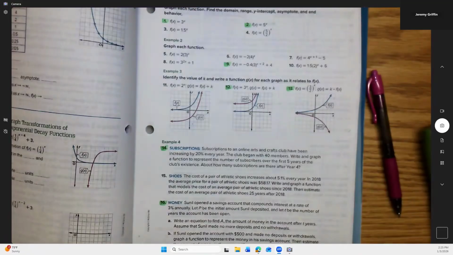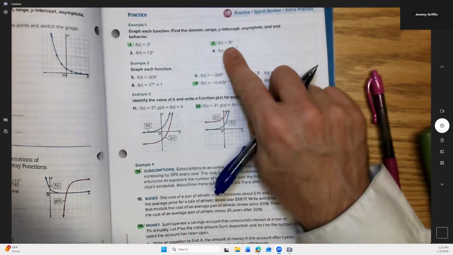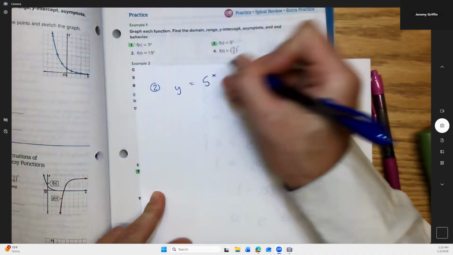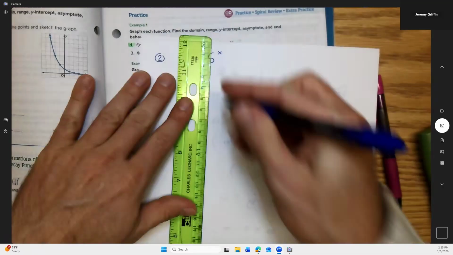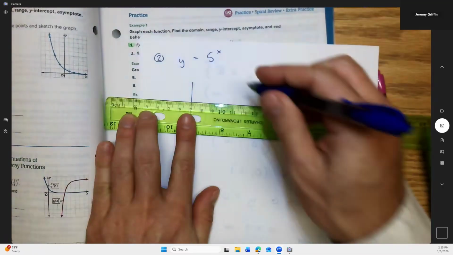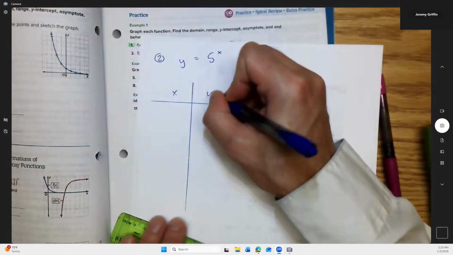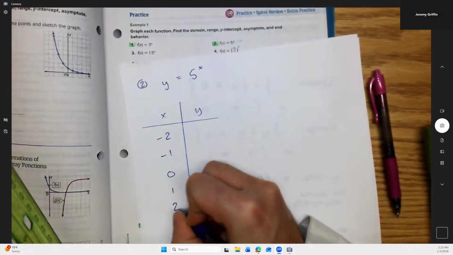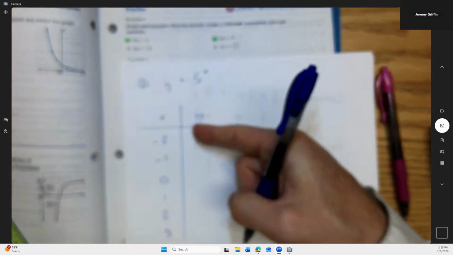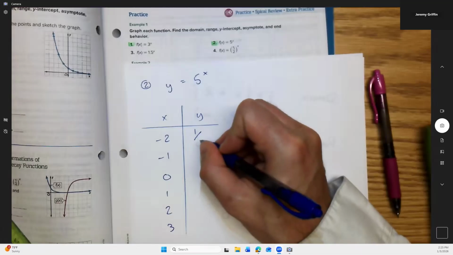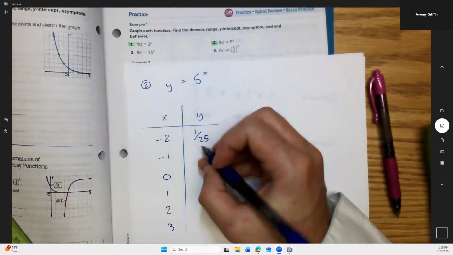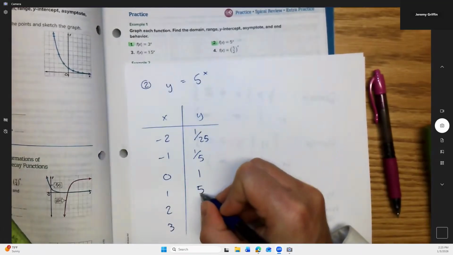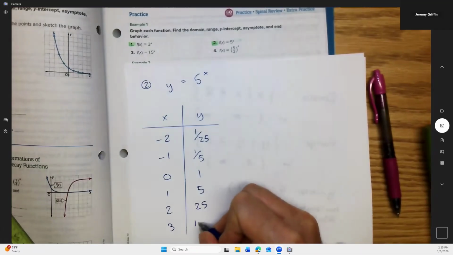All right, how about number 2, y equals 5 to the x. Well, it's going to be really similar, isn't it? So let's do a table here, x, y. So -2, -1, 0, 1, 2, 3. So 5 to the -2, that's 1 over 5 squared, 1 over 25. 5 to the -1 is 1 over 5. 5 to the 0 is 1. 5 to the 1 is 5. 5 squared is 25. 5 times 5 times 5 is 125.